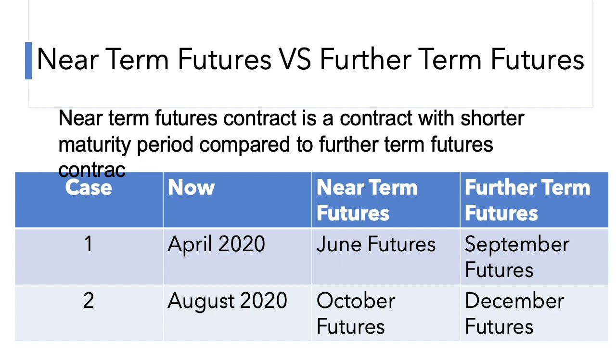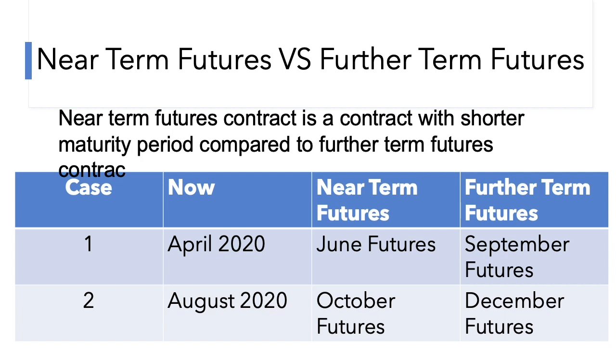For case number 1, let's say now is April. The June contract is considered a near-term futures because April to June is only 3 months, compared to September. April, May, June, July, August, September, 6 months. So near term, short maturity period, 3 months. September futures is further term because of the longer maturity period, which is 6 months. Let's look at another example, case number 2.